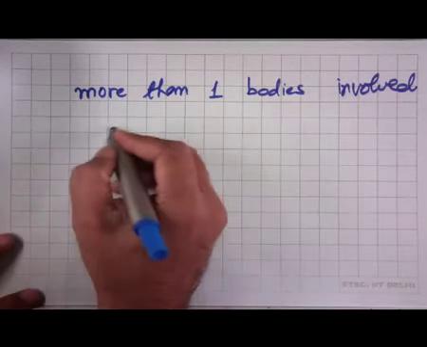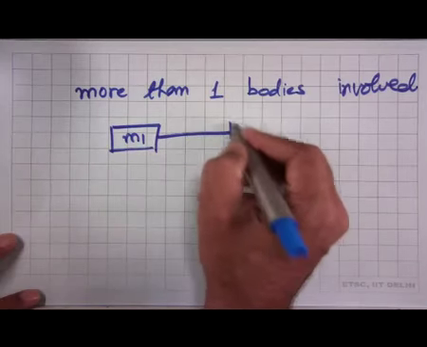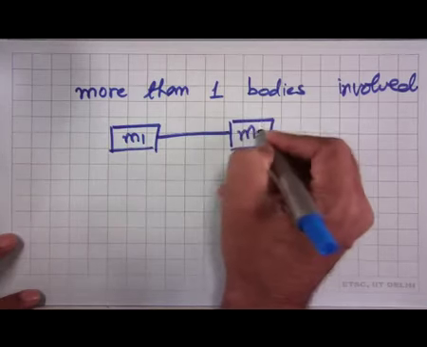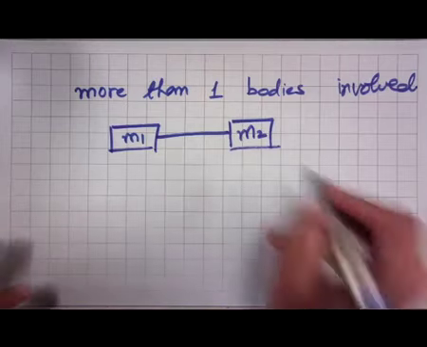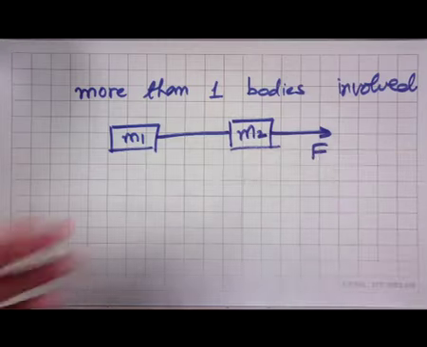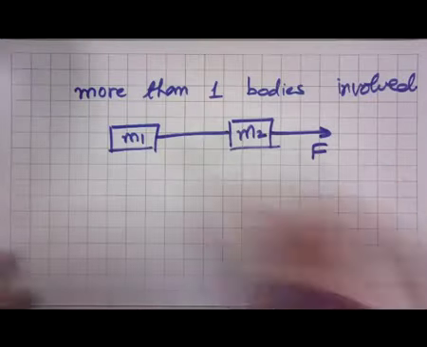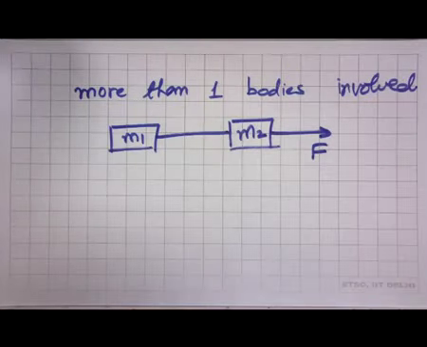An example of this could be a mass m1 tied with a string to another mass m2, and this is being pulled with a force F, maybe through a string or directly, where a force F is being applied to m2. So, here we have a case where more than one body is involved.